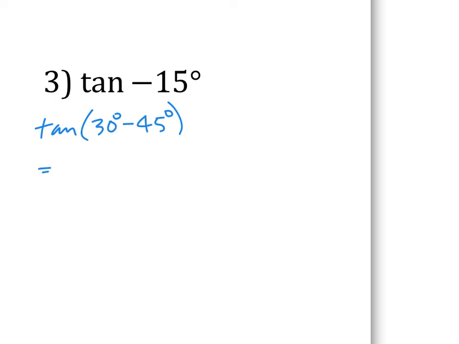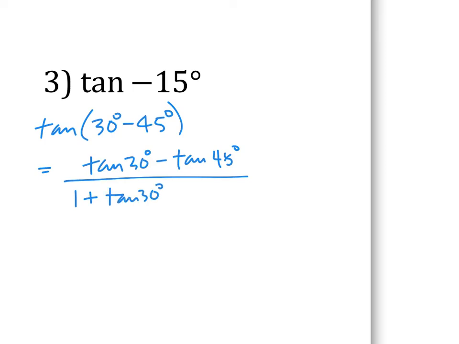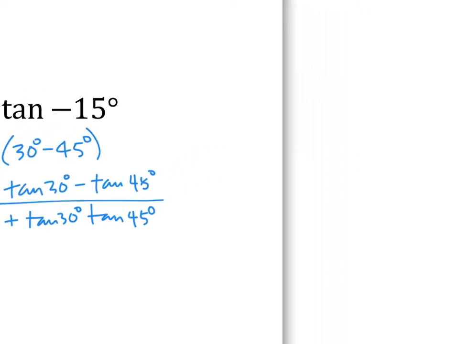Okay, tangent formula. So tangent formula says we're going to take tangent of 30 degrees minus tangent of 45 degrees over 1 plus tangent 30 degrees, tangent 45 degrees. All right, let's do a sidebar. We need to figure out what tangent 30 and tangent 45 is. So tangent, remember, is sine over cosine.